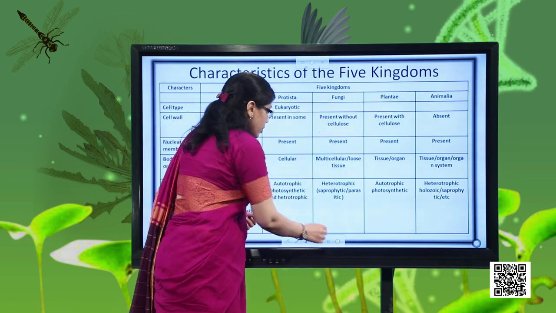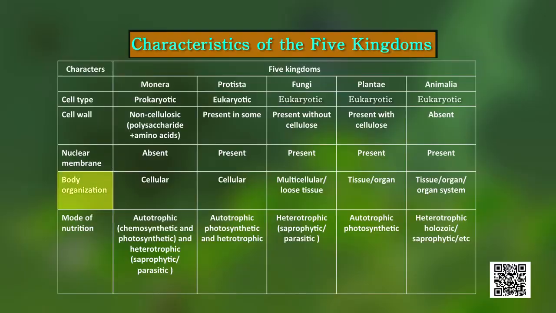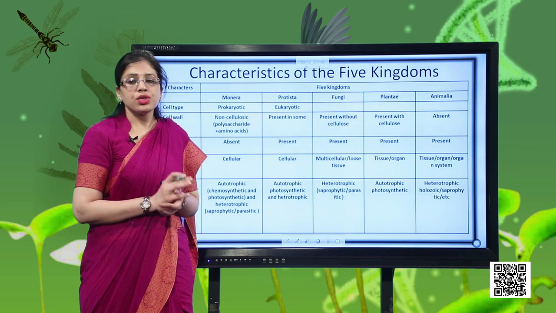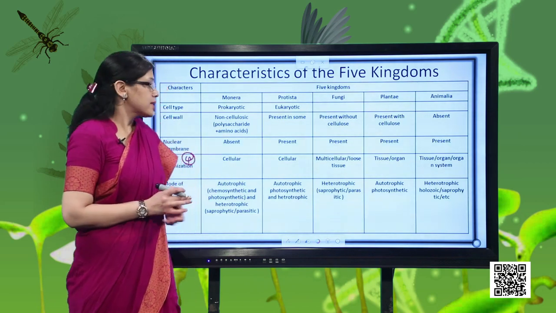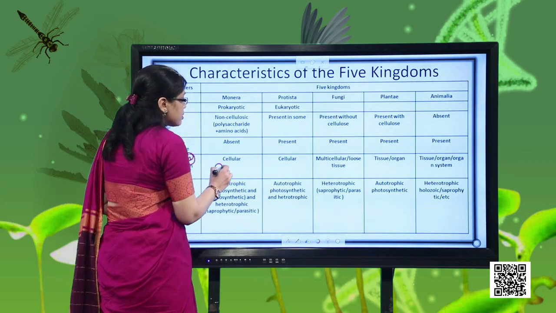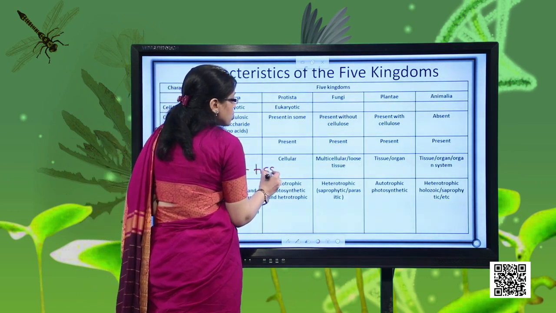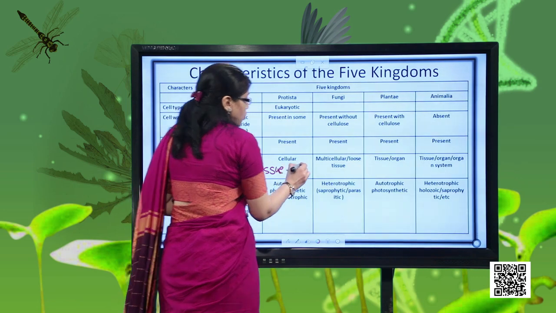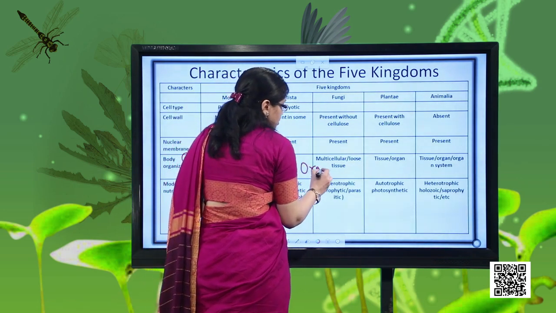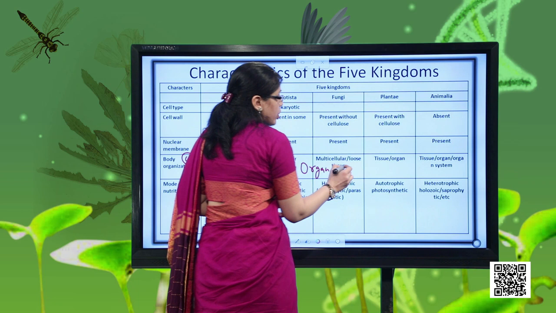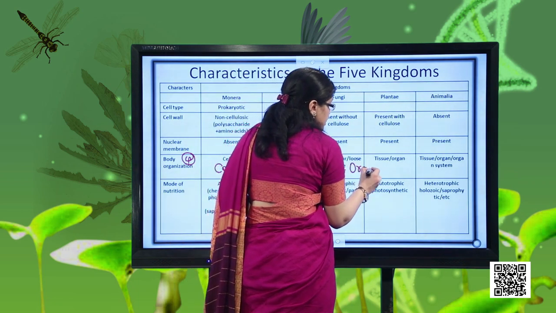Now let's talk about point number 4, that is the body organization. Talking about body organization, you have already studied in your lower classes that all the organisms are made up of cells. Cells are arranged into tissues. When tissues join together, they form organs. When various organs join together, they form organ systems, right?